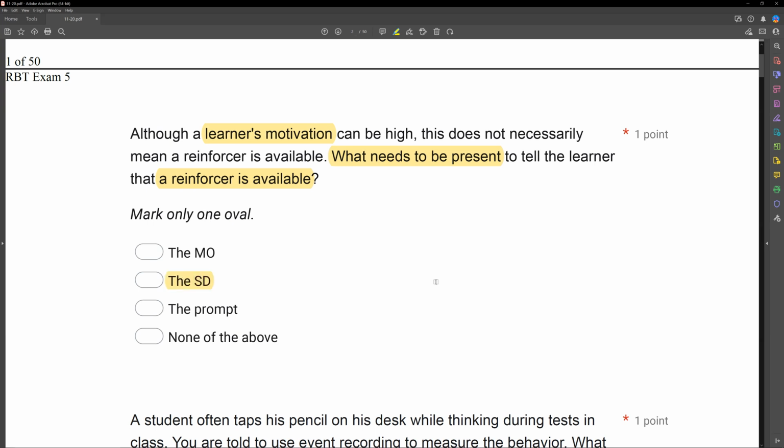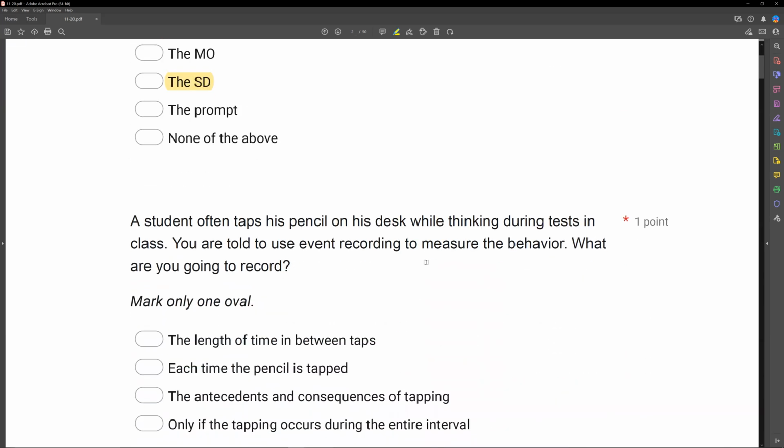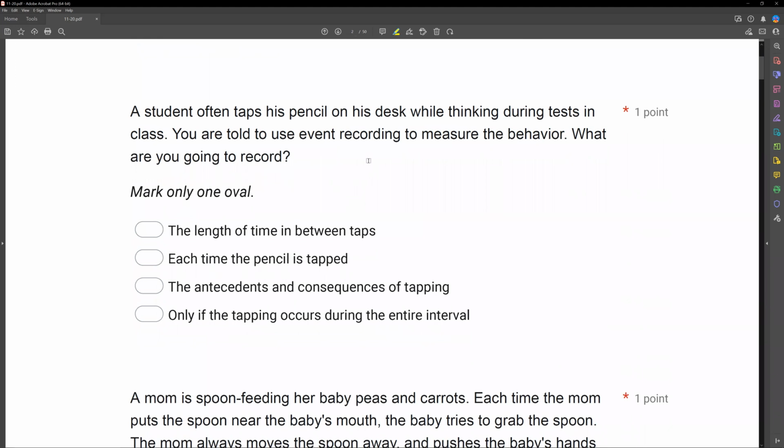Question 3. A student often taps his pencil on his desk while thinking during a test in class. You are told to use event recording to measure the behavior. What are you going to record? What is the key to this question? All right, because we're asking, what are we trying to record? Okay. And in order to answer that question, we have to identify the type of measurement we're using. In this case, the student is tapping his pencil and you're using event recording.